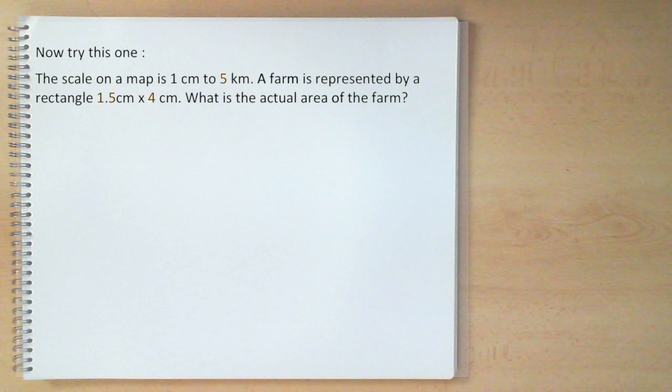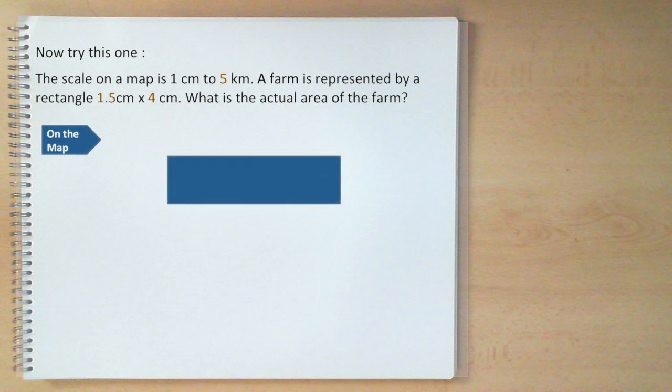So let's draw it. Let's see what it looks like on the map first of all. So we're just going to draw a rectangle, any old rectangle, and one of the sides of the rectangle is 4 centimetres and the other side of the rectangle is 1.5 centimetres. So all we've done so far is taken information from the question and drawn it out into a diagram. I would always recommend that you do this.